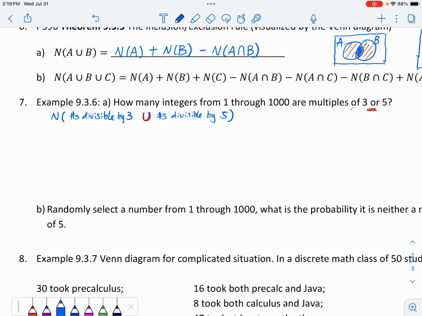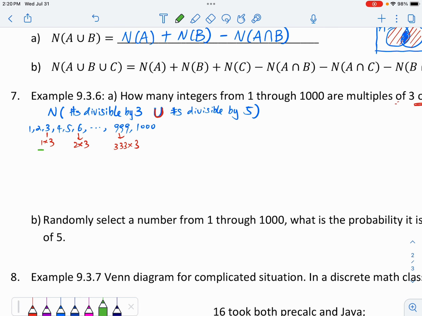Say for instance 1, 2, 3, 4, 5, 6, and so on and so forth, and 999, 1,000. So you can count, this is 1 times 3. This is 2 times 3. This is 333 times 3. And once you write that, you can count in a list 1 to 333. So that means the integers divisible by 3, there are 333 such integers.